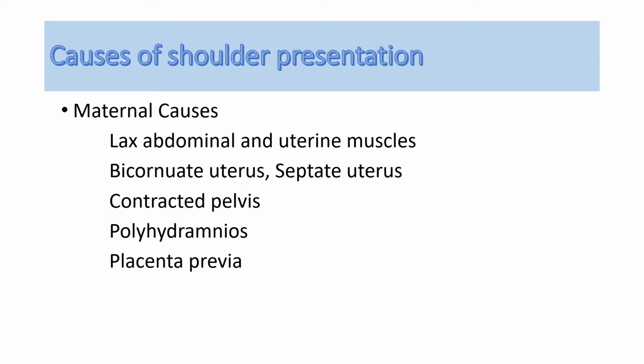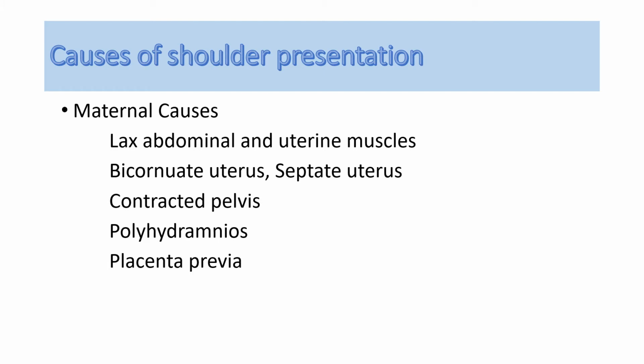Now let us see the causes of shoulder presentation. These causes can be divided into maternal causes and fetal causes. First, let us see the maternal causes. Lax abdominal and uterine muscles. Because of the laxity of the muscles, the baby may occupy any space in the uterine cavity. So lax abdominal and uterine muscles you can commonly see in the case of grand multipara.